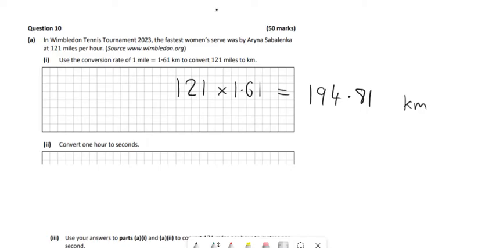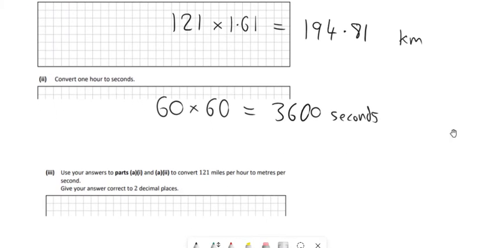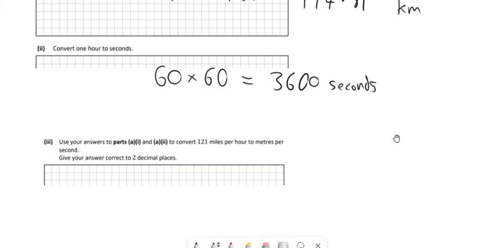Convert 1 hour into seconds. Well, we know that there's 60 seconds in a minute. Therefore, if I multiply each of those seconds by another 60, because we know there's 60 minutes in an hour, we're going to get 360 seconds. Sorry, 3,600, I just multiplied wrong. And we know we're obviously going to have to do something with these numbers probably in the next part.